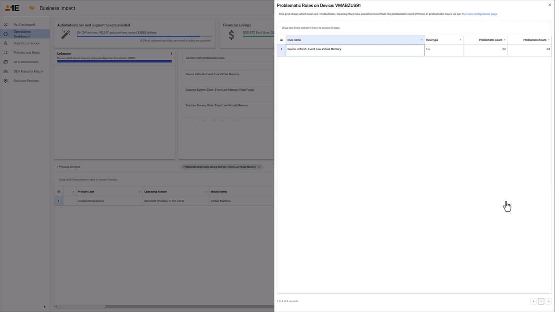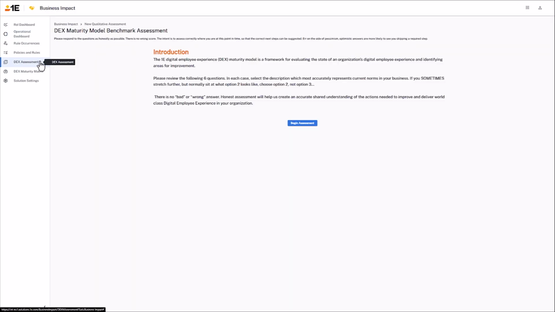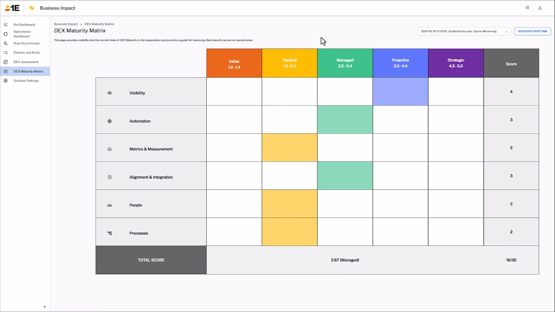1E's benchmark assessment asks 6 questions that can help organizations understand their DEX maturity level. It asks the user questions on visibility, automation, metrics and measurements, alignment and integration, how well informed or trained your people are on DEX, and processes. Generally, you want stakeholders, people involved in improving DEX, and others you deem important to answer the assessment periodically. Organizations can then compare the answers among different users and understand where they are in the DEX maturity journey.